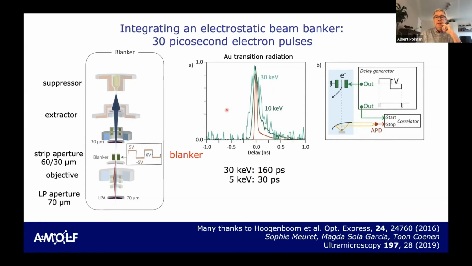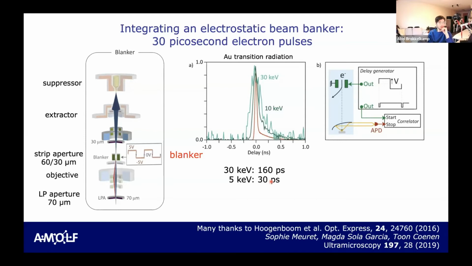Here we measure the transition radiation of an aluminum sample or gold sample that we put down there. This is a way to measure the pulse duration of the electron beam. And at 5 keV, we have the best control. We can make 30 picosecond electron pulses. So that's the shortest pulses we can work with right now, which means we can now do cathodoluminescence lifetime imaging down to that length scale. I'll show it in just a second.